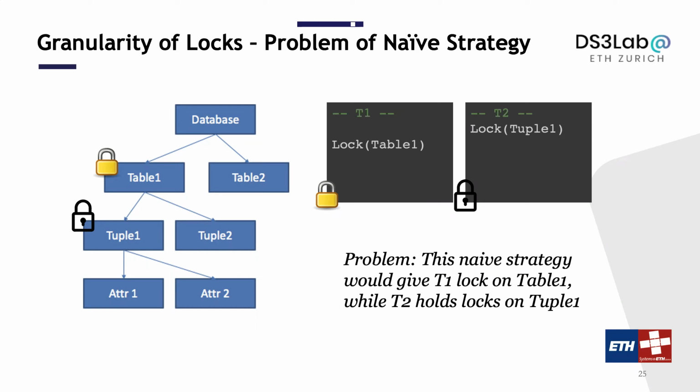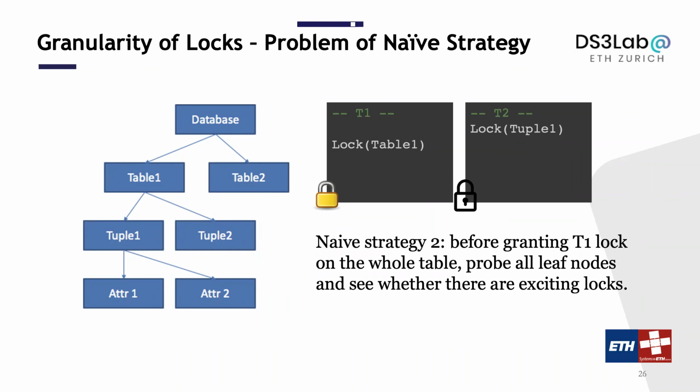That is what makes things a little bit complex. Whenever I'm having different granularities of locking, those locks are not independent of each other. Whenever I'm locking table 1, I need to check whether there exist other transactions holding locks on any of the tuples in this table. How can we do that efficiently? That is the fundamental question here.